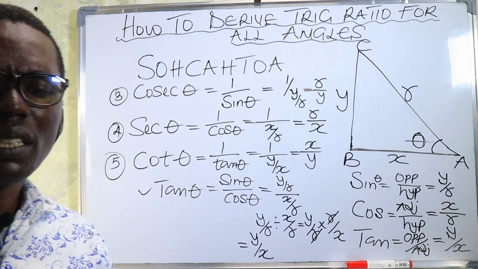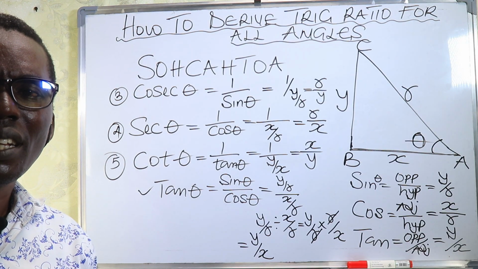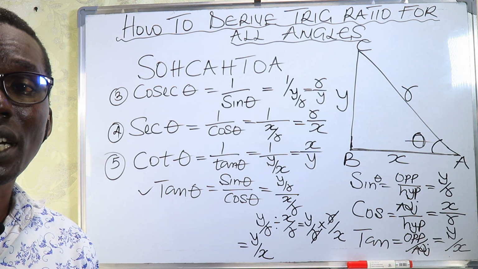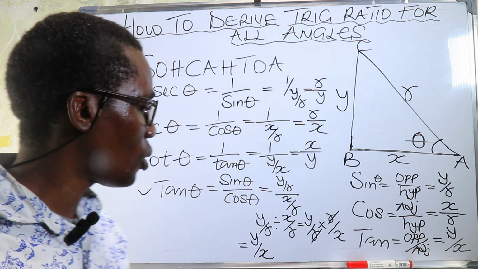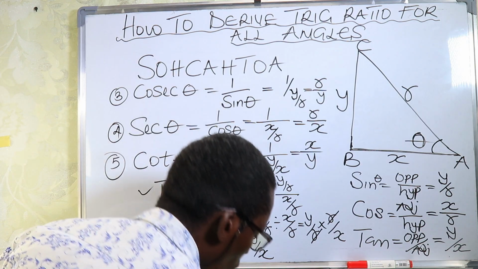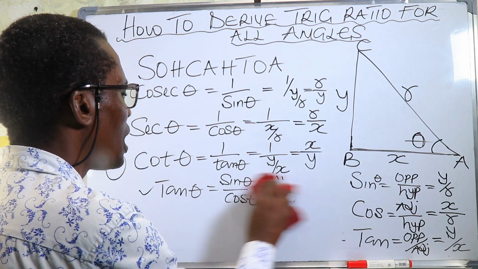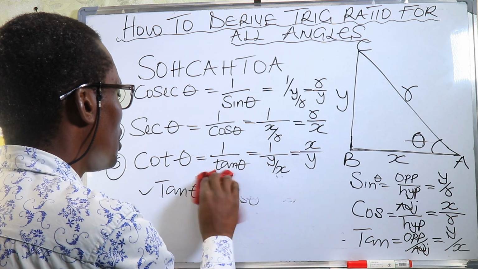So that means say the trig ratio tan theta, we say e dey equal to sin theta all over cos theta, e dey very very correct. So that one na another one we want prove. Now another one we want prove na the one wey dey tell us say na the inverse of cot theta.